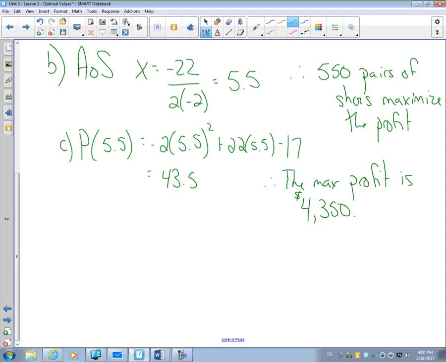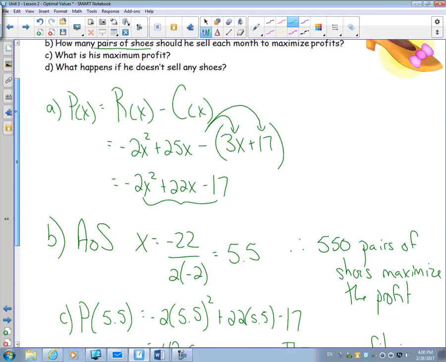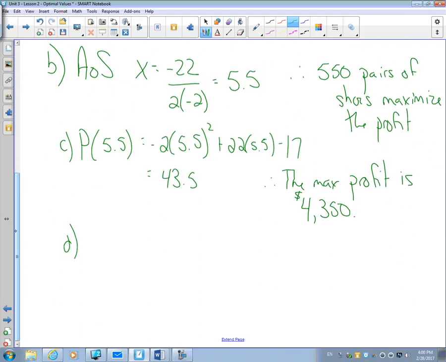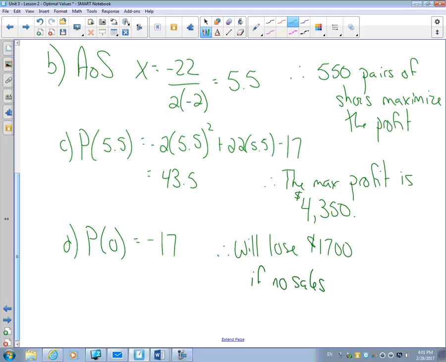Okay, let's look at part D. Part D asks us for what happens if he doesn't sell any shoes. So in other words, what happens to our profit with 0 sales? Well, we end up at negative 17. Interpreting, we'll lose $1,700 if no sales. We put all the money into making those shoes and setting up the store. We don't sell anything, we lose money. And it's kind of a standard kind of question there.